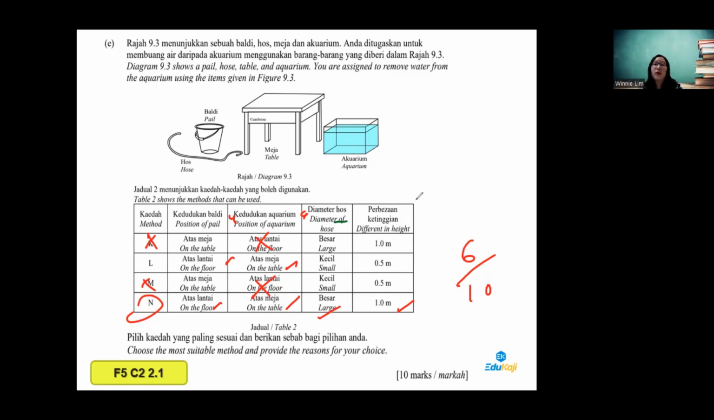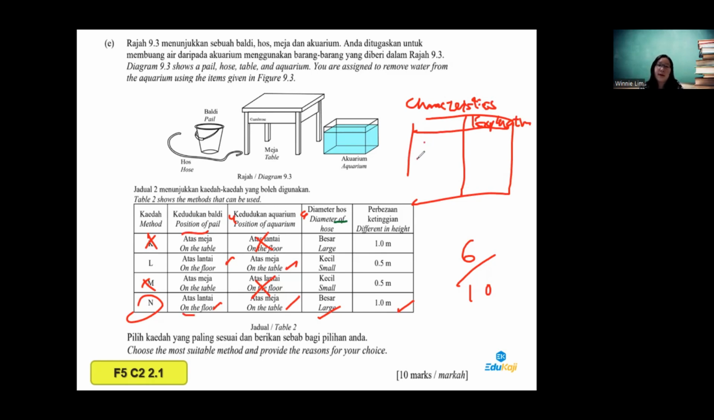You make a table, remember? This is the format. Left side, you write characteristic. Then right side, you write explanations. So you just follow that, but you need to be more specific. Like you say, the position of pail is on the floor. The position of aquarium is on the table. The diameter of hose is large. Then the difference in height.